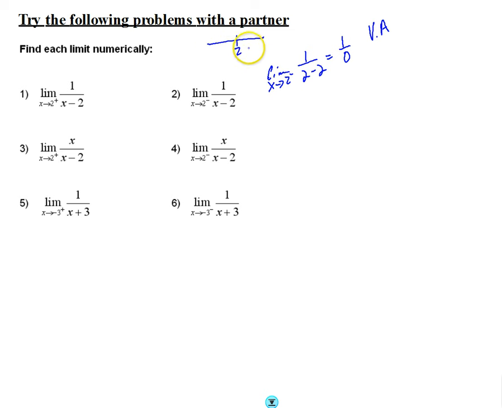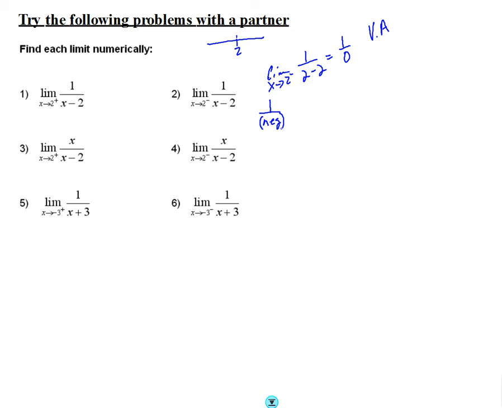Here's 2. Where's to the left of 2? It's over here. That means it's like 1.99. So if I put 1.99 in there, now I have 1 over 1.99 minus 2. Is that a positive value or a negative value? I'm hoping that you see that as being a negative value. Because that's a negative value, I have 1 over a negative value, it's getting super small.